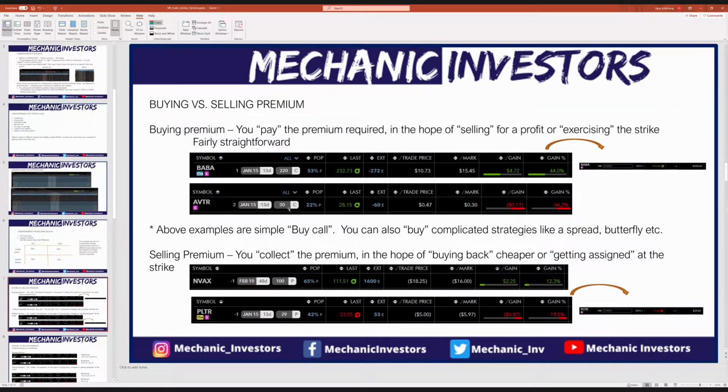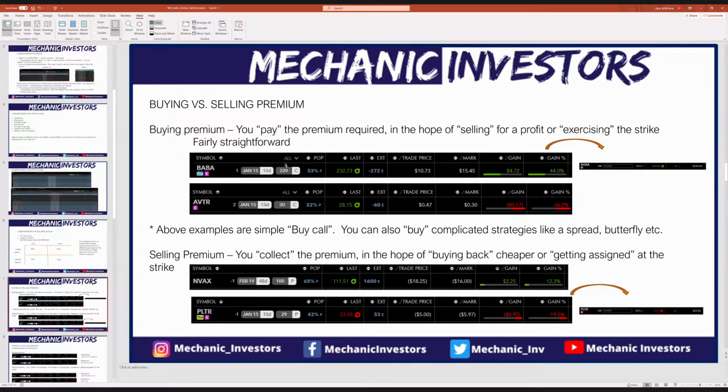Now, just to give you an example here on the side, because January 15th is gone, Baba was at 232 on January 15th. So there are 2 things you can do. You can sell back the call for a profit, or you can buy Baba at 220. Here you see a 100 share assignment of Baba at $220.